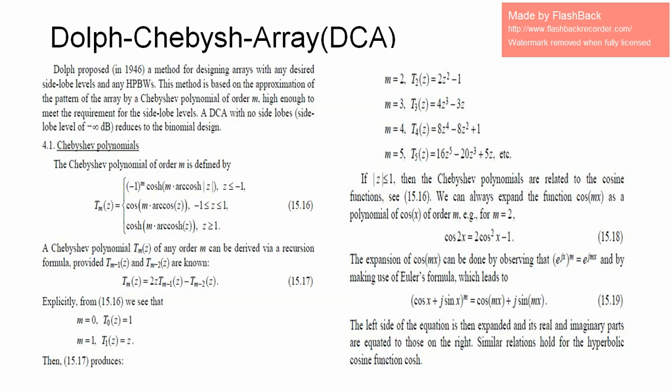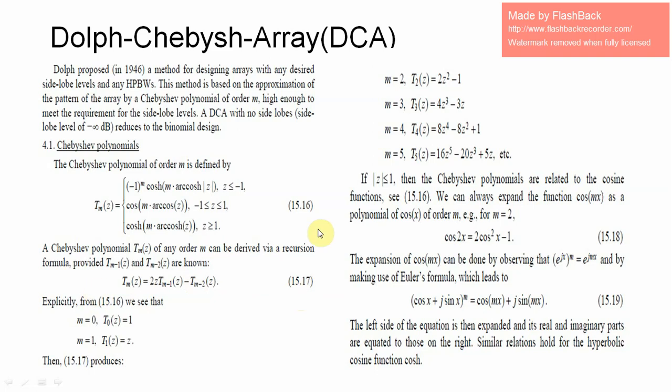The Chebyshev polynomial of order m is defined as Tm of z, and that equation is able to provide it. With the help of equation 15.16, the Chebyshev polynomial of any order m can be derived via the recursion formula, where T of m minus 1 of z and T of m minus 2 of z are known. So Tm of z is equal to 2z T of m minus 1 of z minus T of m minus 2 of z, which is the next equation.